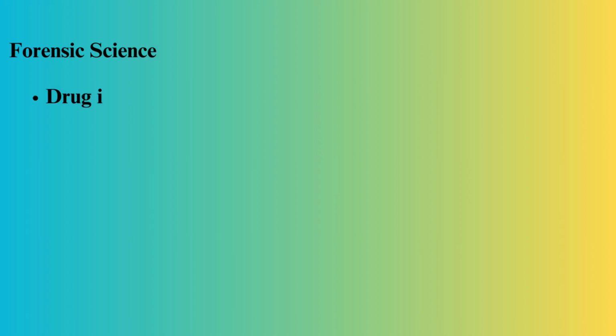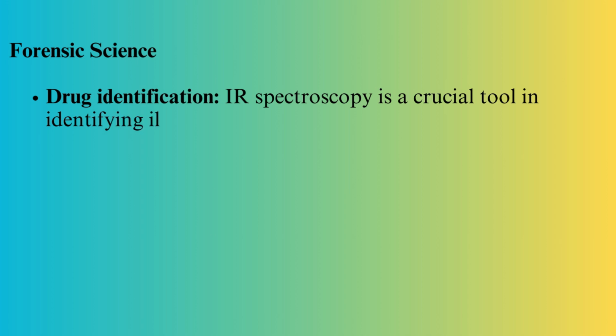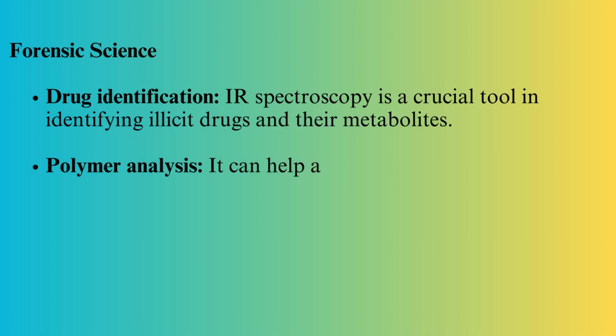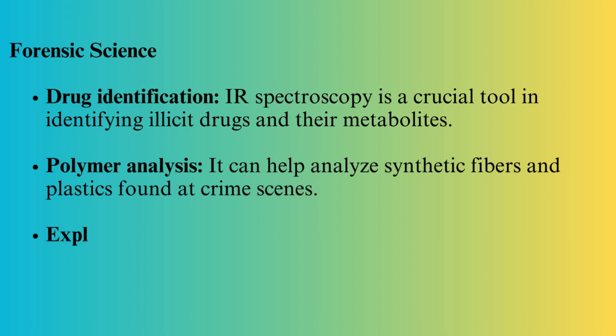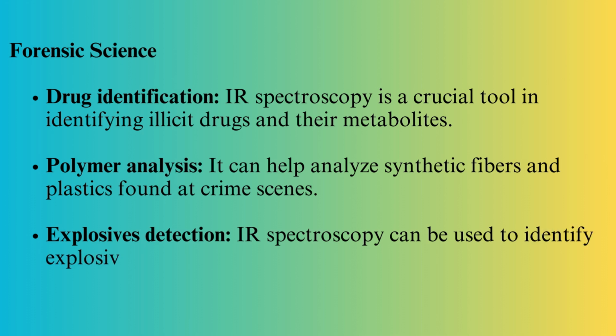Forensic science, drug identification. IR spectroscopy is a crucial tool in identifying illicit drugs and their metabolites. Polymer analysis: it can help analyze synthetic fibers and plastics found at crime scenes. Explosives detection: IR spectroscopy can be used to identify explosive materials.